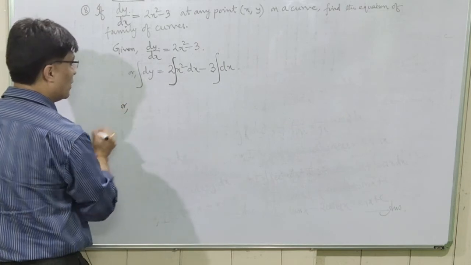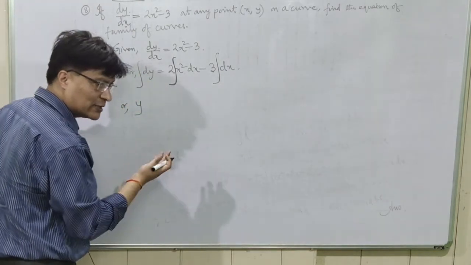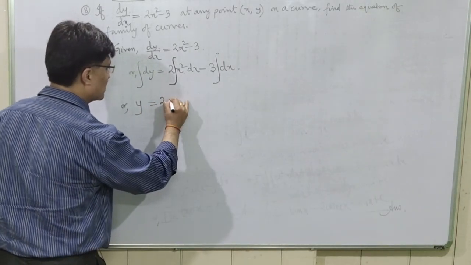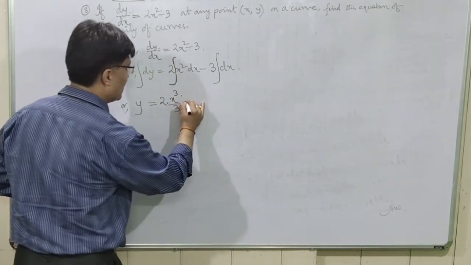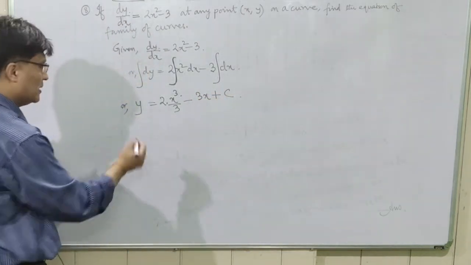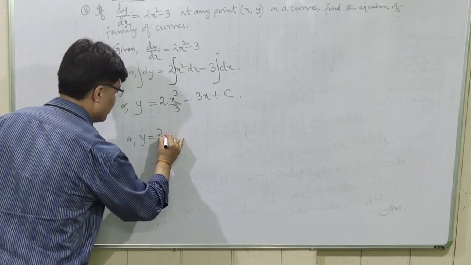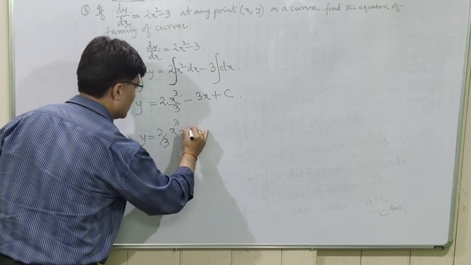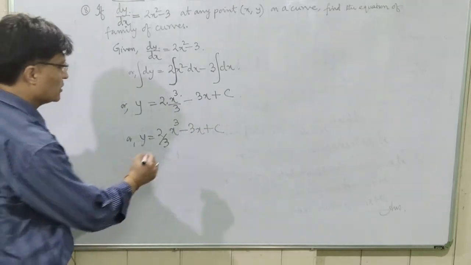Okay, so what is the integral of dy? That is your y. If the integration of dx is there, you should write x, which is equal to 2 into, what is the integration of x square? x cube by 3. Minus 3x plus k, written as c. So y is equal to 2 by 3 x cube minus 3x plus c. Right? So this is the final answer.